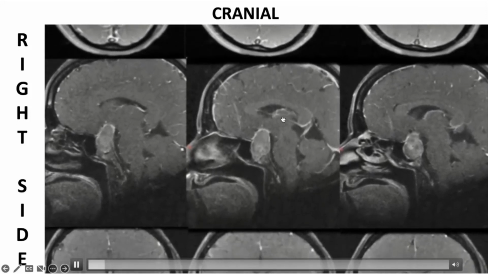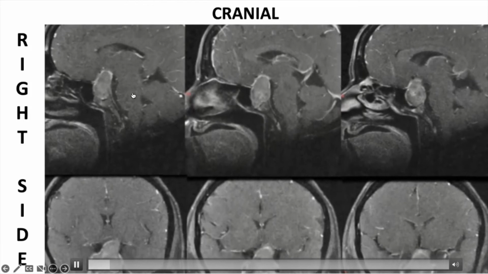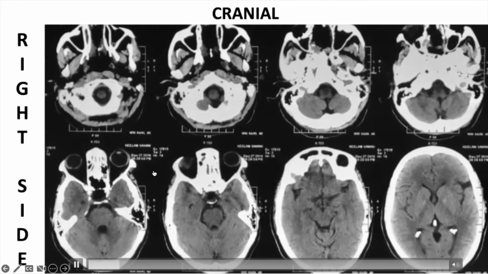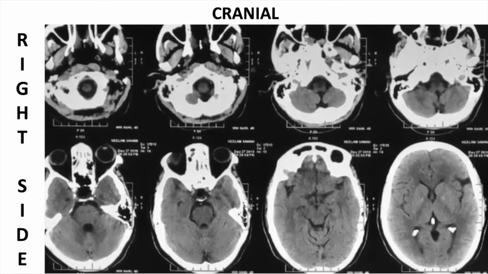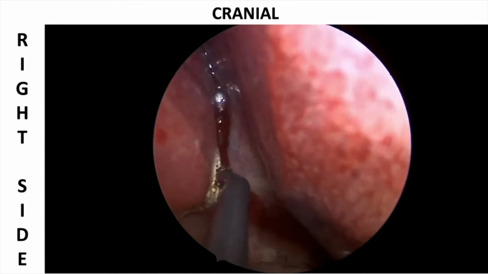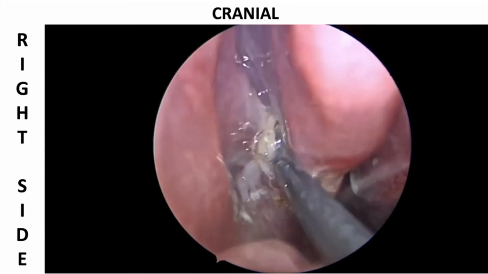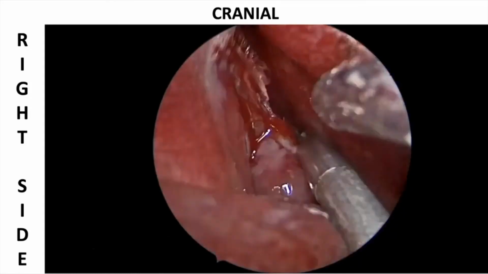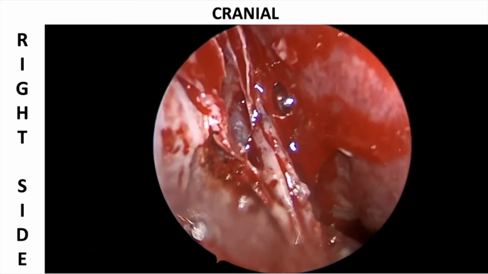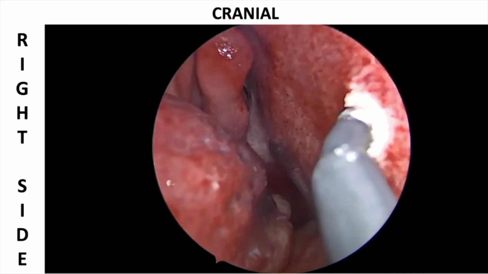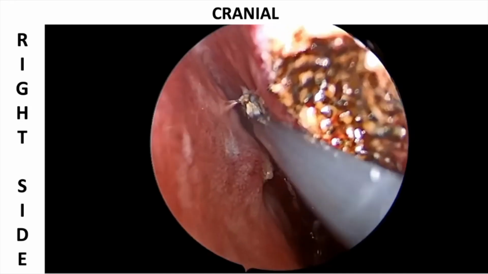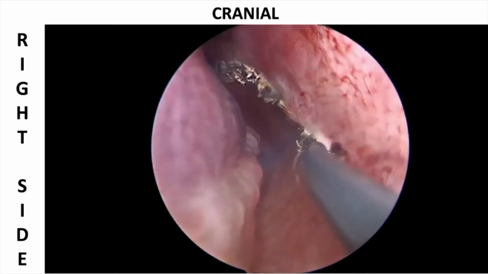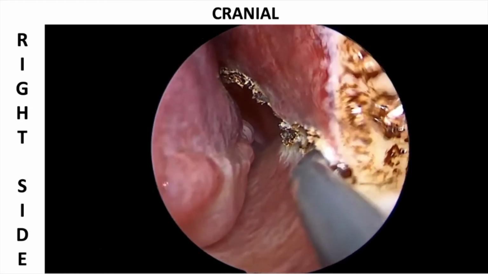You can see the normal gland superiorly displaced, also anteriorly, and this is the post-operative CT scan showing complete excision of the tumor using endoscope. So initially, the middle turbinate is being resected after coagulation of the superior attachment and the posterior attachment. This is the nasal septum.